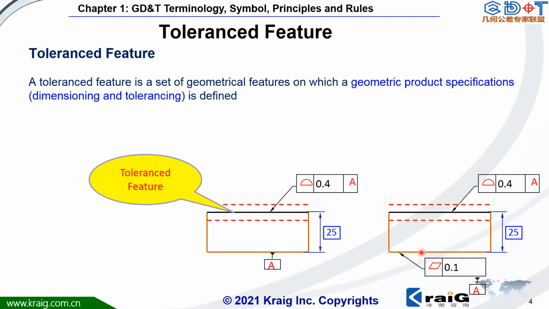Next, we are going to use this bottom surface as a datum feature in order to get datum simulator. So that's why we said the bottom surface here is the feature to be measured as well as the datum feature. Or we say it's the tolerance feature as well as the datum feature.